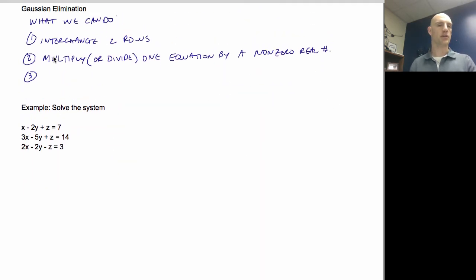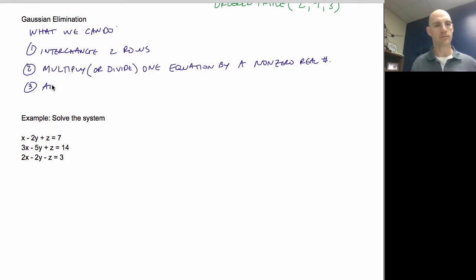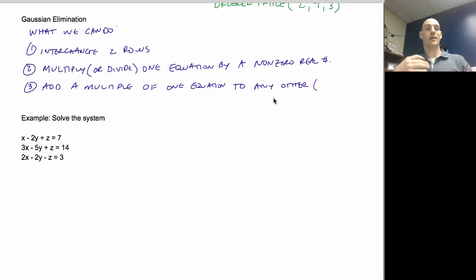The third thing that we can do is add a multiple of one equation to any other. And before you start to think, I don't really know what that means, I'm just writing it down. The process that we're actually going to be doing is elimination, except we have three equations. So I'm just going to put elimination in parentheses. We're going to be doing elimination with two equations at a time.